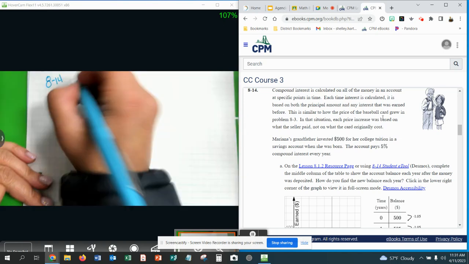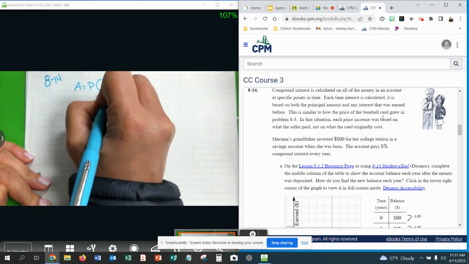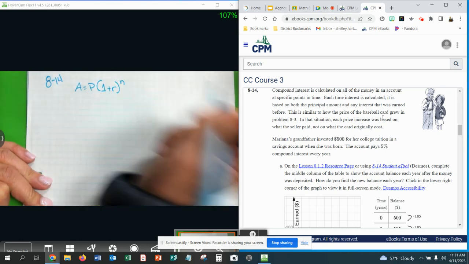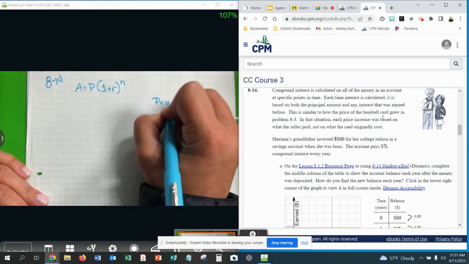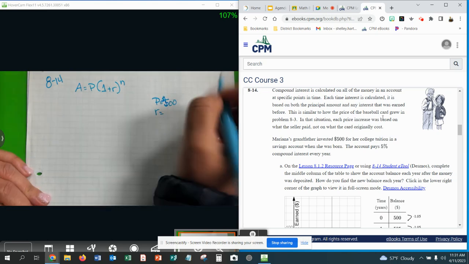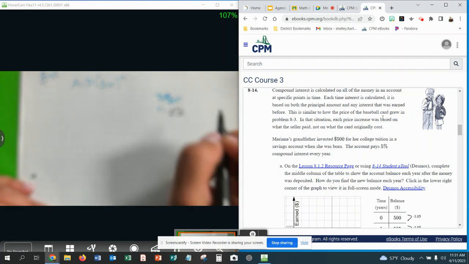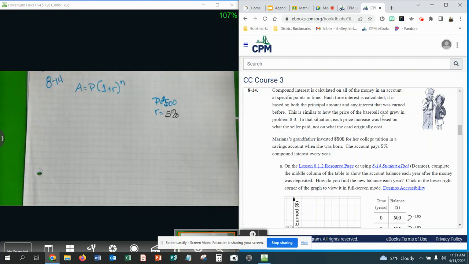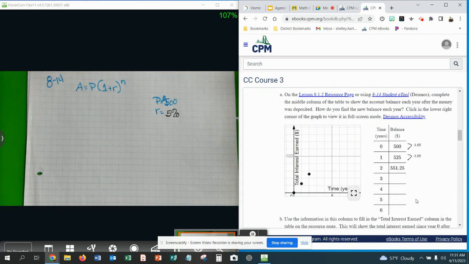Let's write the formula. We have A equals principal times 1 plus the rate times N. Okay? So our principal is $500. What's my rate? Who can tell me my rate? Yeah, Lucas. It's 5%. Did they give us a time? Every year. So we are going to start doing it yearly. All right, and let's see where we get. They want to get to year 6. So we're going to need an X and Y table.